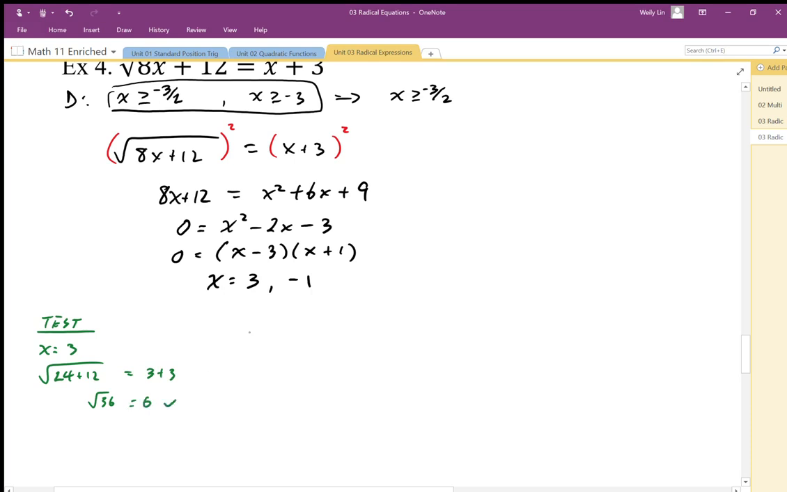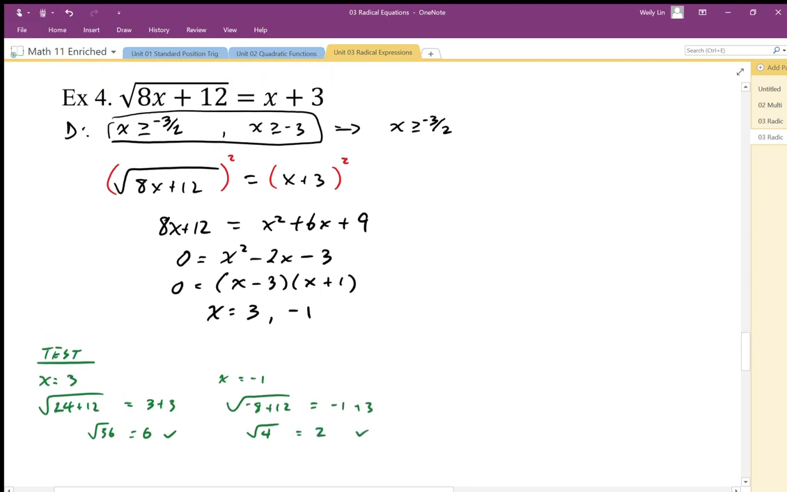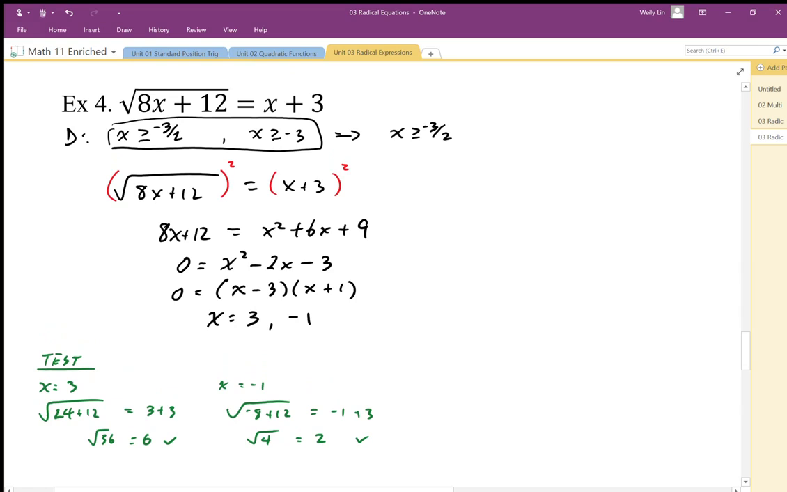Yeah, that's okay. So I'll test x equals negative 1. So I end up with square root of negative 8 plus 12 is equal to negative 1 plus 3. So I get square root of 4 is equal to positive 2. Yeah, that's good as well. So yeah, based on the restrictions, everything's good. Based on our test, everything is good as well.